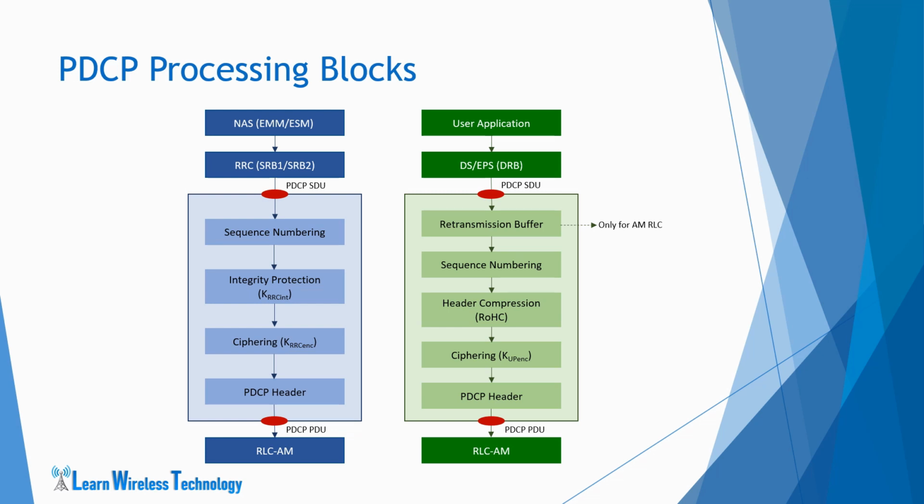Couple of things need to be noted here. The security steps mentioned here are mandatory in LTE, but the header compression is optional. The retransmission buffer in user plane is applicable only when the PDCP entity is associated with acknowledged mode RLC entity. To support retransmission, the incoming data packets to be transmitted are stored in the retransmission buffer, and whenever there is any missing PDU or delivery failure at the receiver, the PDUs are retransmitted.